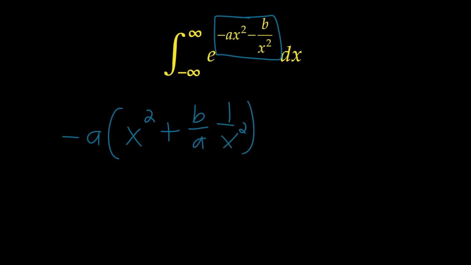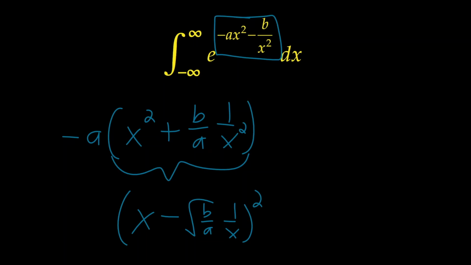One thing that we can do next is to complete the square with these x squared terms. And what that's going to do is get us x minus the square root of b over a times 1 over x, all squared. But then we also have to actually do the completing the square bit of the completing the square.